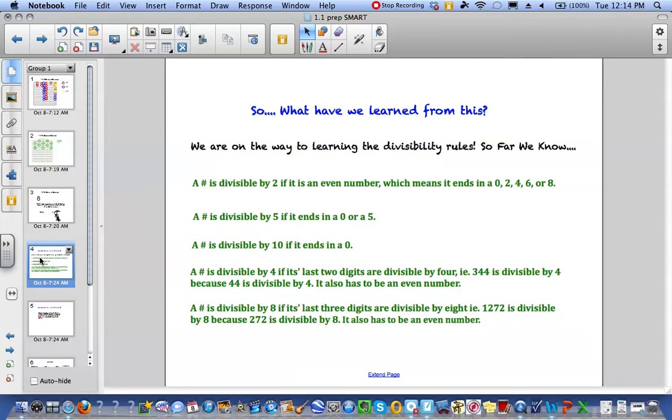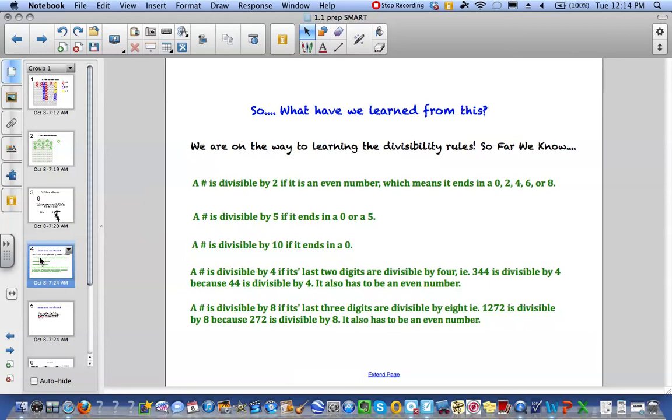A number is divisible by 5 if it ends in a 0 or a 5. So 105 is divisible by 5 because it ends in a 5. 107 doesn't end in a 0 or a 5, so it can't be divisible by 5. A number is divisible by 10 if it ends in a 0. Any number, if the last digit is a 0, is divisible by 10.